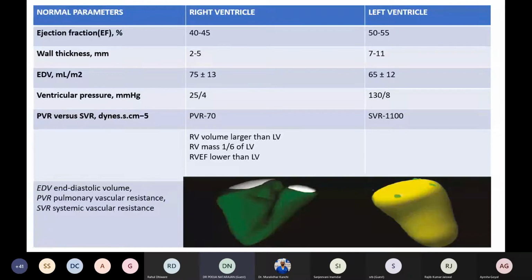Now let's look at the differences between RV and LV. The EF compared to LV is a little on the lower side, to call it normal, 40 to 45. The thickness is just 2 to 5 as opposed to 7 to 11 of LV. End diastolic volume, this is very important, of RV is more than LV. RV pressures are around 25 as opposed to 130 in LV. In RV, we measure the PVR, and in LV, we measure the SVR. So RV volume is larger, mass is 1/6 of LV and RVEF is lower than LV.